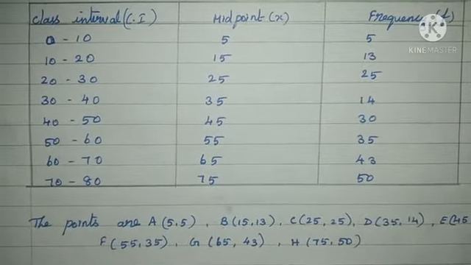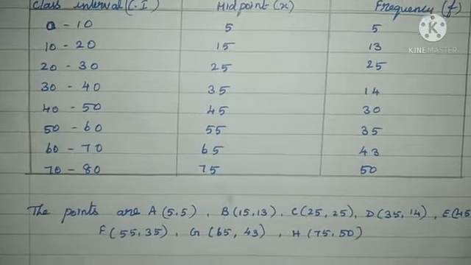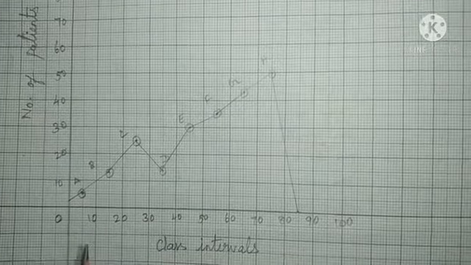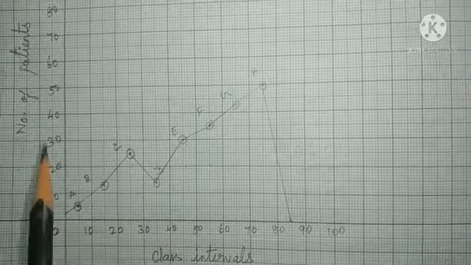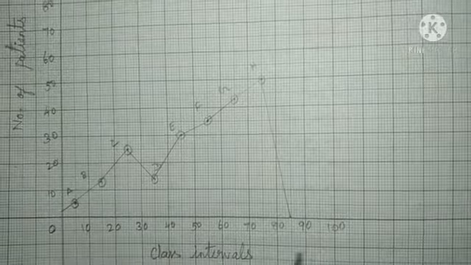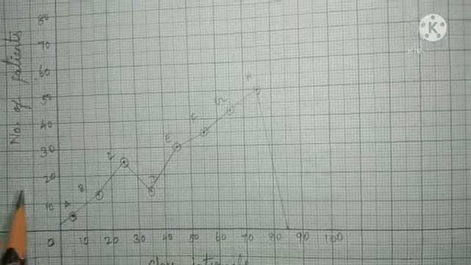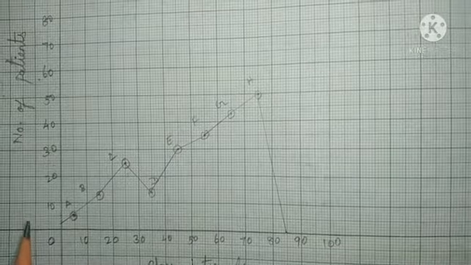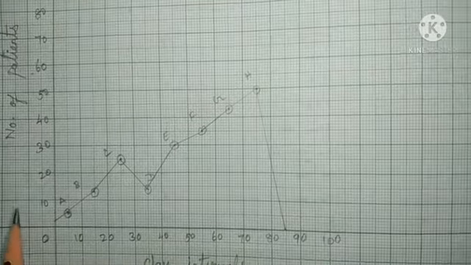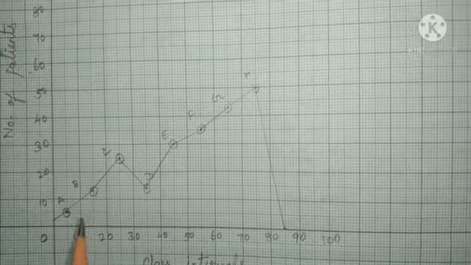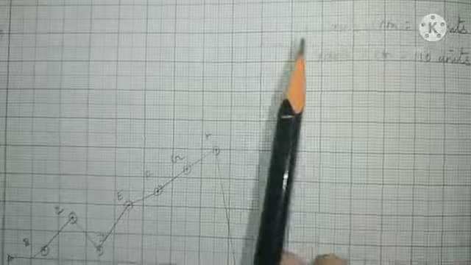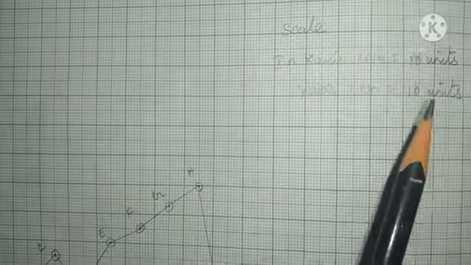After naming the points, you have to plot these points on the graph sheet. To plot the points on the graph sheet, first you have to draw the axes, x-axis and y-axis, and mark the class intervals in the x-axis and the frequencies in the y-axis. In the frequency, the maximum value is 43. So I am taking 1 centimeter equal to 10 units in the frequency. After marking the class intervals and the frequencies, you have to write the scale. In the x-axis, 1 centimeter equals 10 units and in the y-axis 1 centimeter equals 10 units.